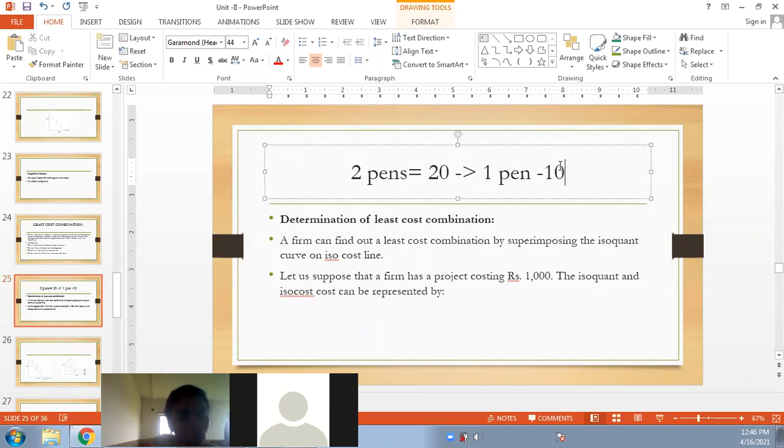Every week you used to spend 20 rupees and you required a minimum of 2 pens. Because of that you are spending 20 rupees. Now, in order to save money, what you did is you purchased only 1 pen and spent 10 rupees on the pen. If that is your saving, shall we consider that as your saving?